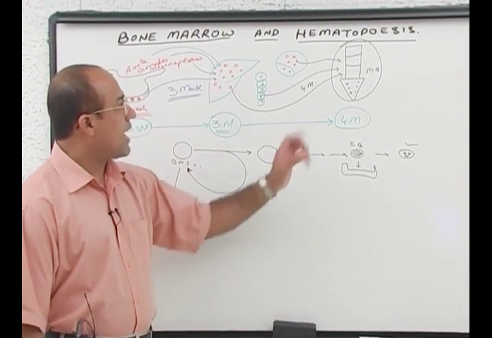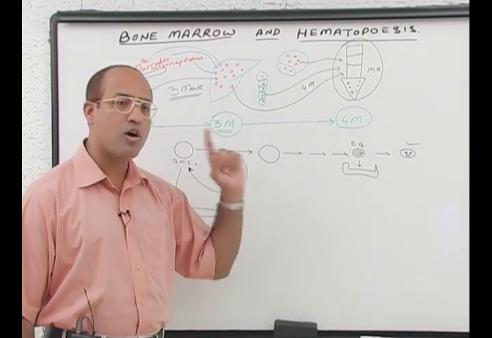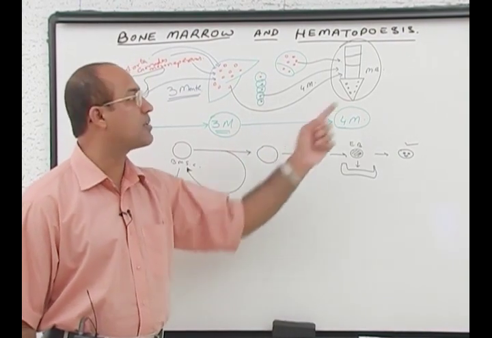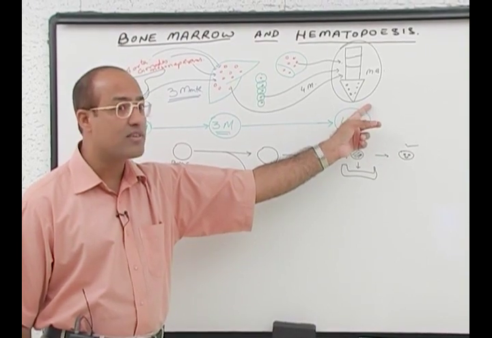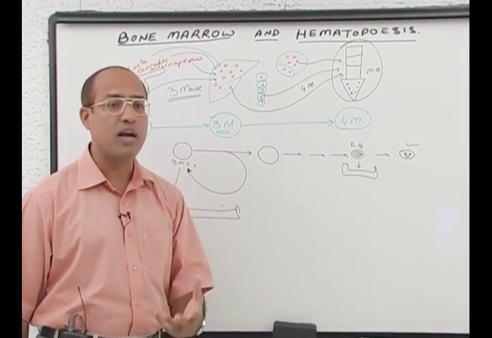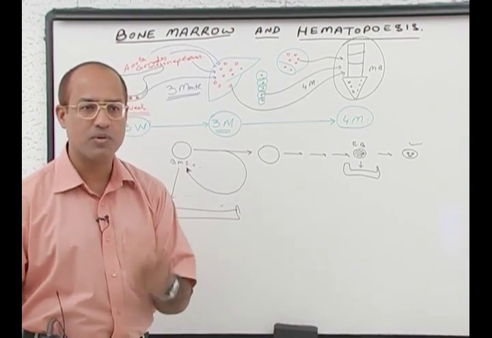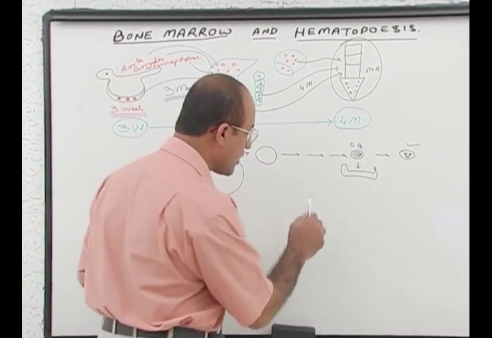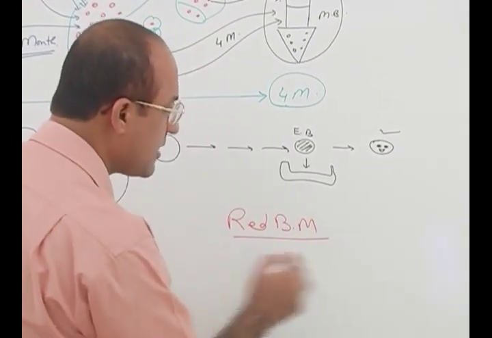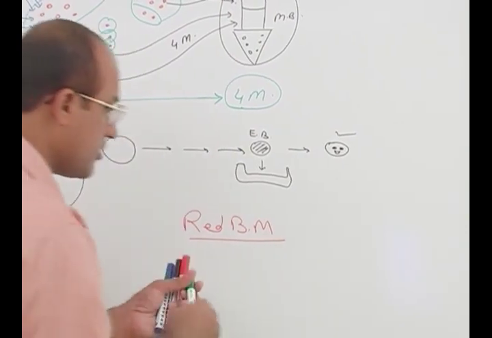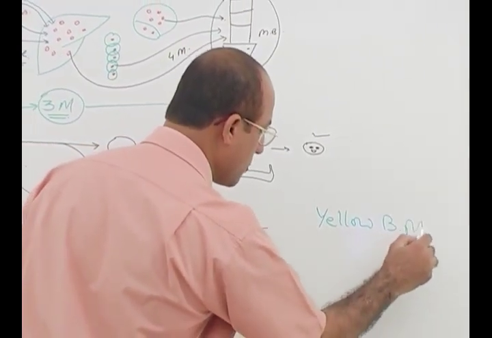Now, at the time of birth in a full-term baby, almost all hematopoiesis is limited to bone marrow and all the bone marrow in the newborn is active. Active bone marrow is called red bone marrow. Inactive bone marrow is called yellow bone marrow. What is the difference between red bone marrow and yellow bone marrow? Red bone marrow is active bone marrow, and yellow bone marrow is inactive bone marrow.